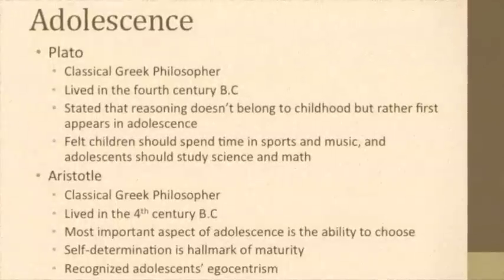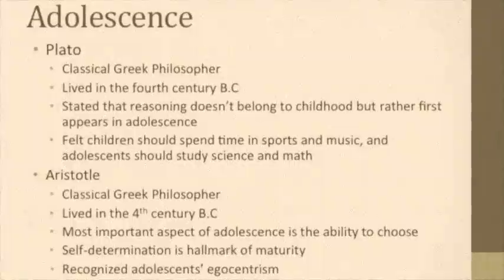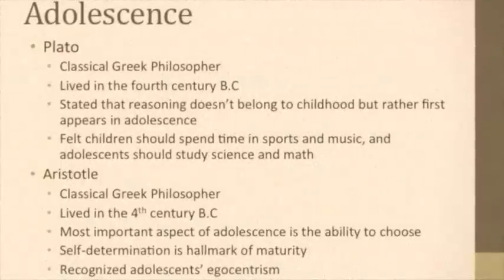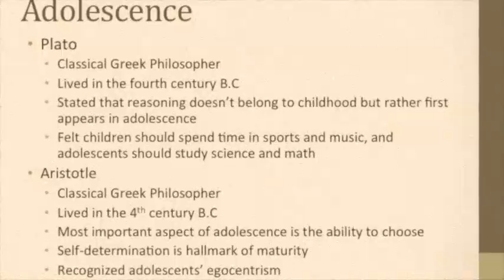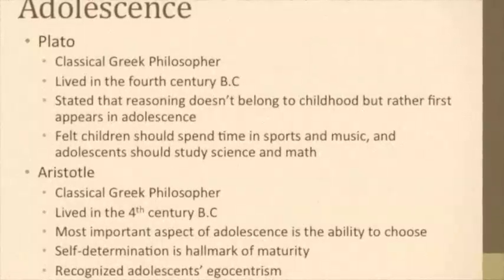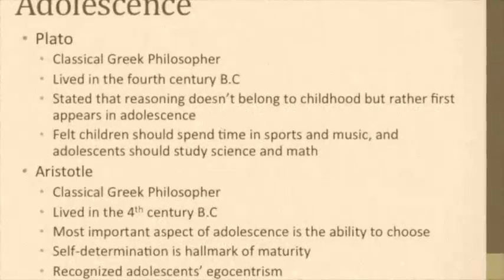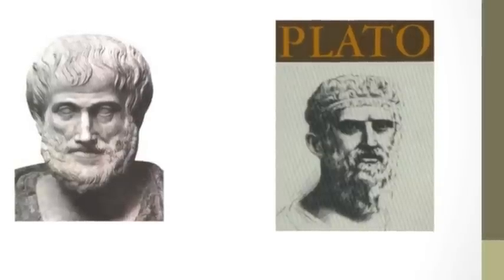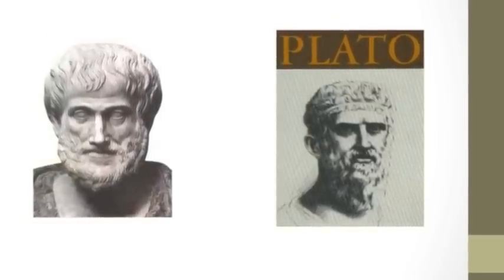All right, so next we're going to look at Plato and Aristotle. So what Plato did, he stated that reasoning doesn't belong to childhood, but rather first appears in adolescence. And he felt that children should spend time in sports and music, and adolescents should study math and science. So Aristotle stated that the most important aspect of adolescence is the ability to choose, that self-determination is the hallmark of our maturity, and he also recognized adolescence's egocentrism. And here's just a picture of Plato and Aristotle, pretty old Greek guys. Check out that facial hair.